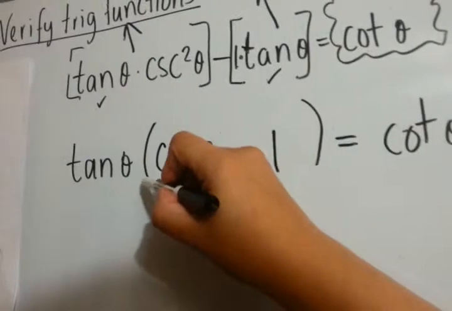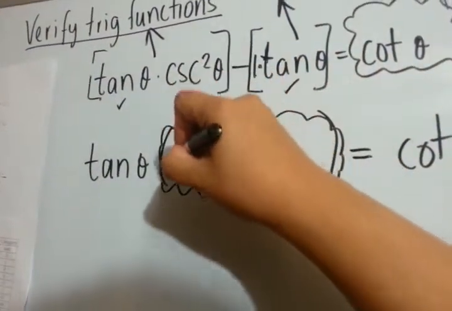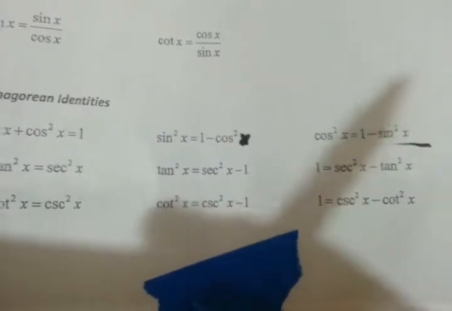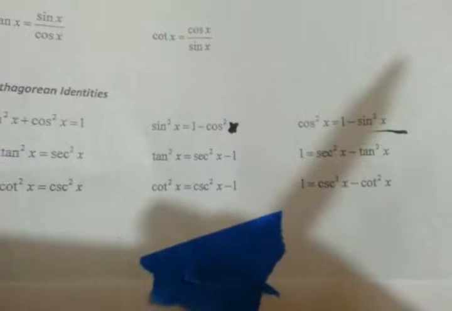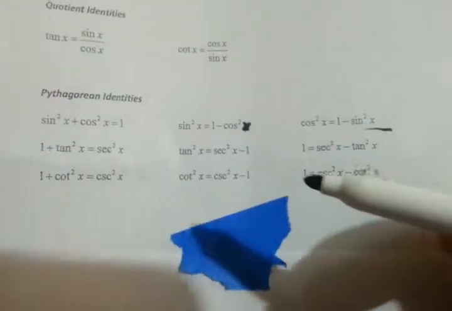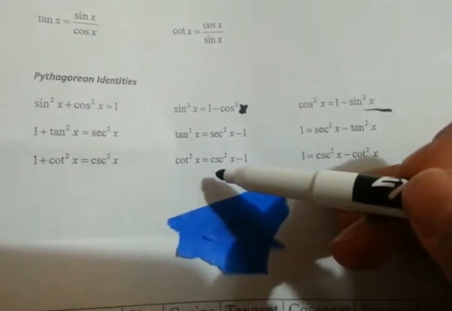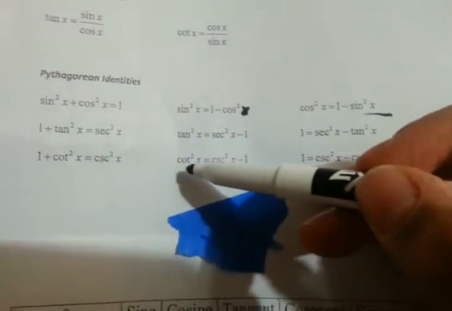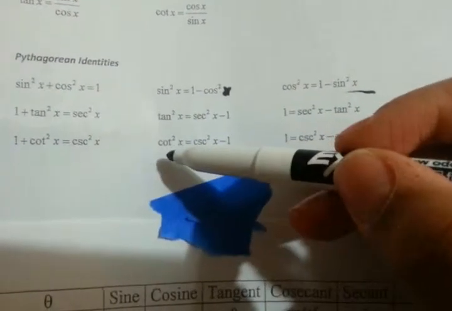Alright, so what do you do now? Well, you need to know your identities, and you need to realize that this is one of your identities. So then we go fishing. See if we can find cosecant squared theta minus 1. Where do I see it? Oh, right here. Sorry. Trying to focus the phone at the same time. Cosecant squared x minus 1 equals cotangent squared x. So instead of this, we're going to write cotangent squared x.